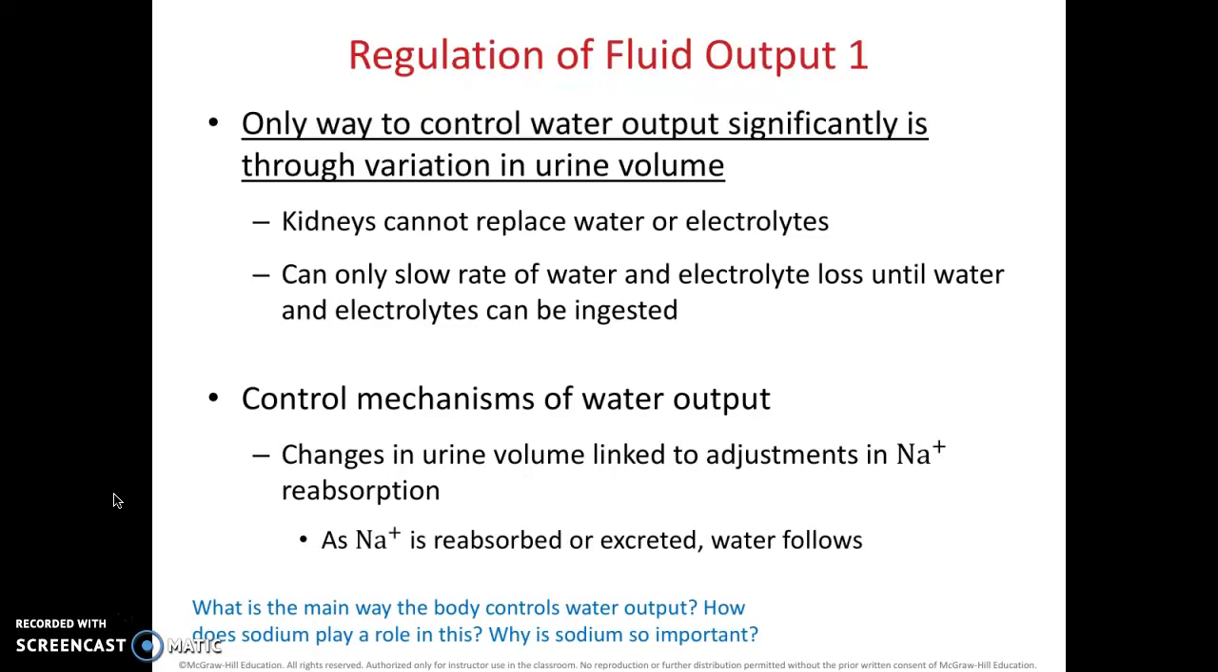So if there's too much water or too much electrolytes, then the kidney is going to excrete those, and those will be excreted as urine since the body can't handle all of that at once. The kidneys are able to change the urine volume because of adjustments in sodium reabsorption. So when sodium is reabsorbed or excreted, the water will follow.